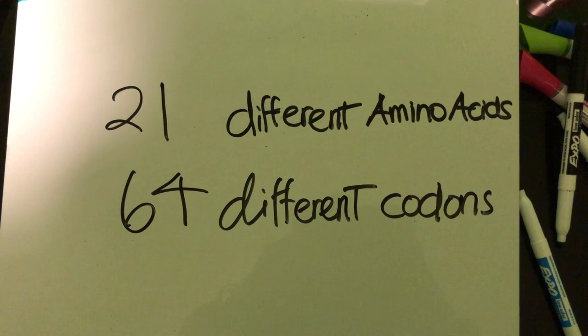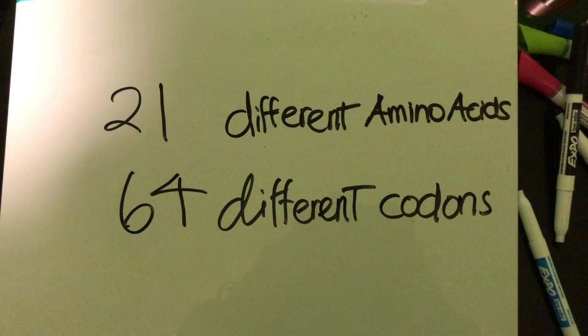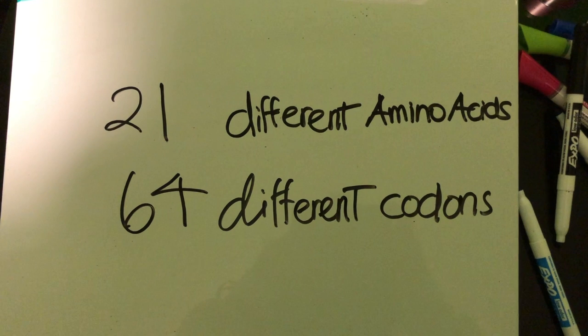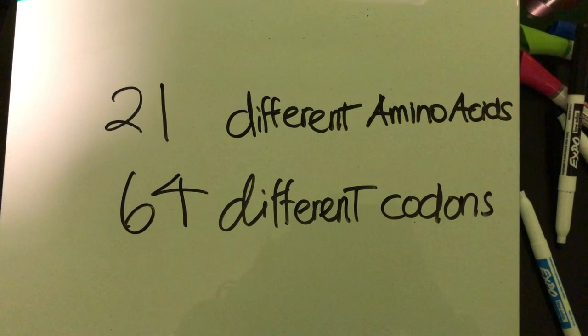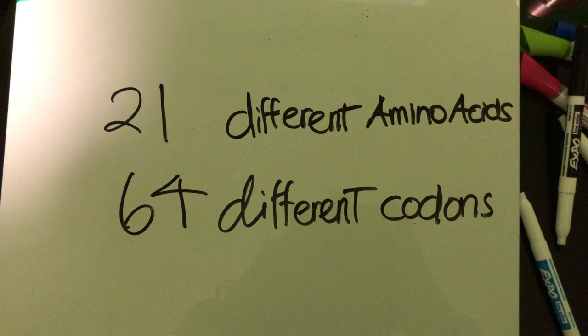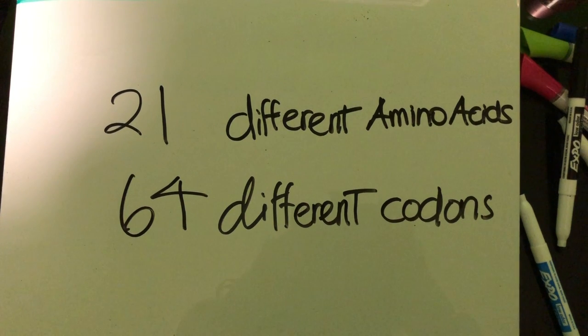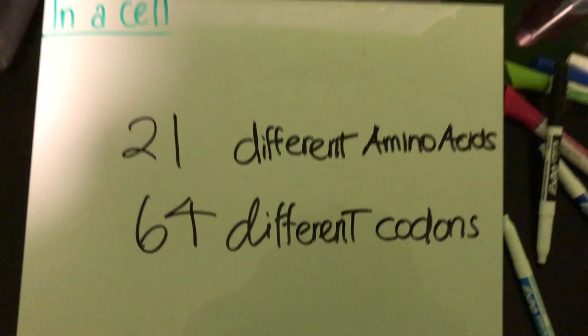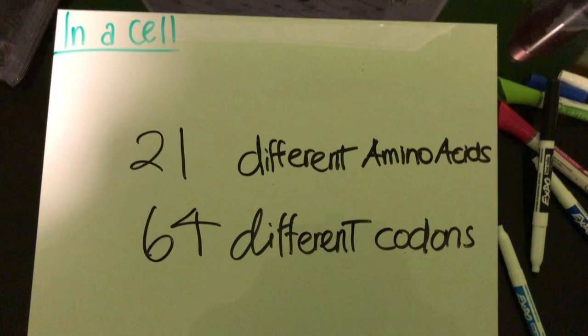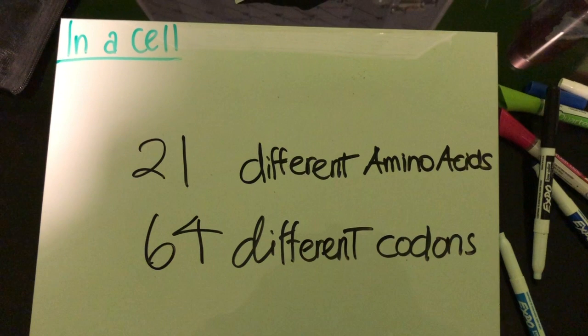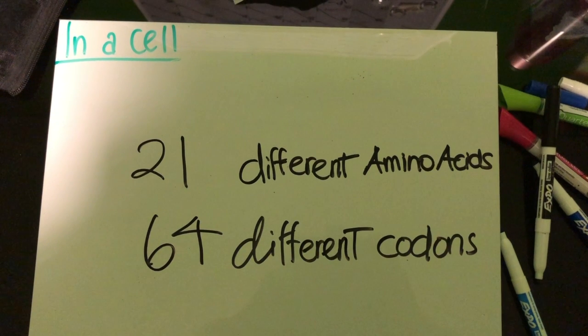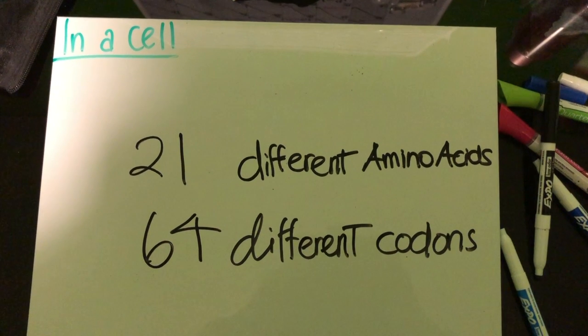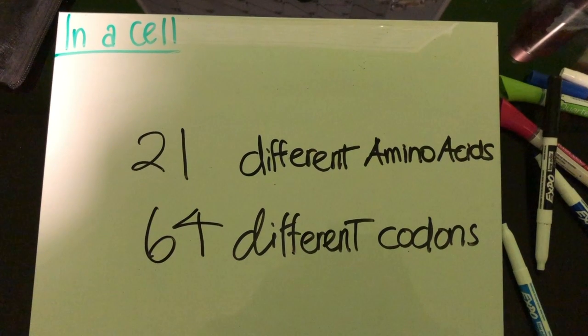A codon is defined as a sequence of 3 nucleotides. So any mRNA sequence is split into 3 nucleotides, each consisting of a codon. And these codons specify a specific amino acid. So there are altogether 21 different amino acids, while there are 64 codons that encode for them.